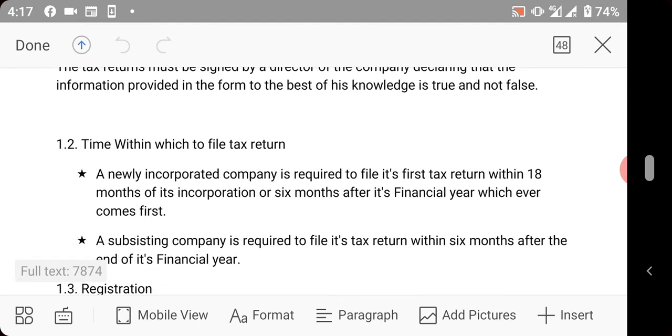Now we'll look at time within which to file tax return. The law requires that a new company should file their tax return within 18 months of registration of the business, or 6 months after their accounting year, whichever comes first. So if 18 months from date of incorporation comes first, or 6 months after the end of the accounting year comes first, they should file a tax return. That is that about time.